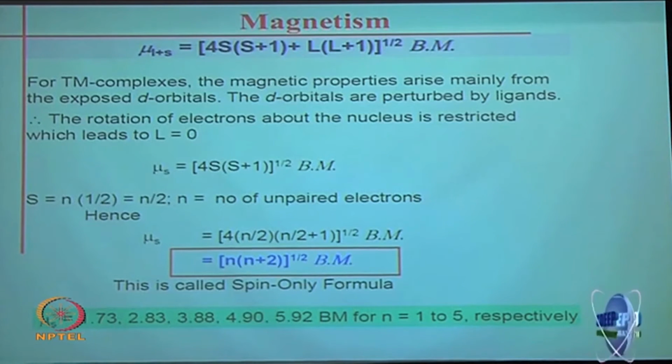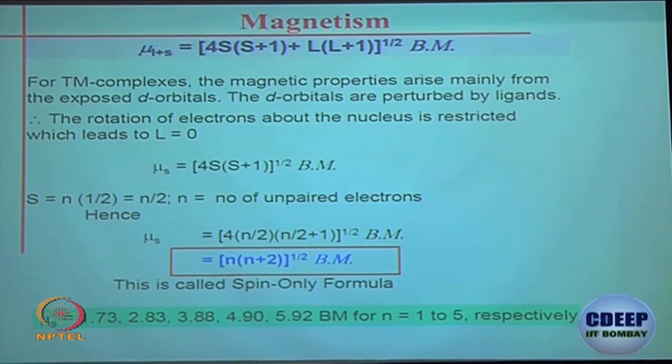So if you have one unpaired electron, 1 multiplied by 1 plus 2, root of 3, 1.73. 2 unpaired electrons, 2 multiplied by 2 plus 2, root of 8, 2.83. There is an easy way to remember it: 1, 1.73, 2, 2.83. So 1 unpaired electron, 1 plus 0.73; 2 unpaired electrons, 2 plus 0.83; 3 unpaired electrons, 3 plus 0.8; 4 unpaired electrons, 4 plus 0.9. I mean 0.7, let's say: 1.7, 2.7, 3.7, 4.7, and 5.7. It's close. Anyway, that's how you don't have to use your calculator every time.